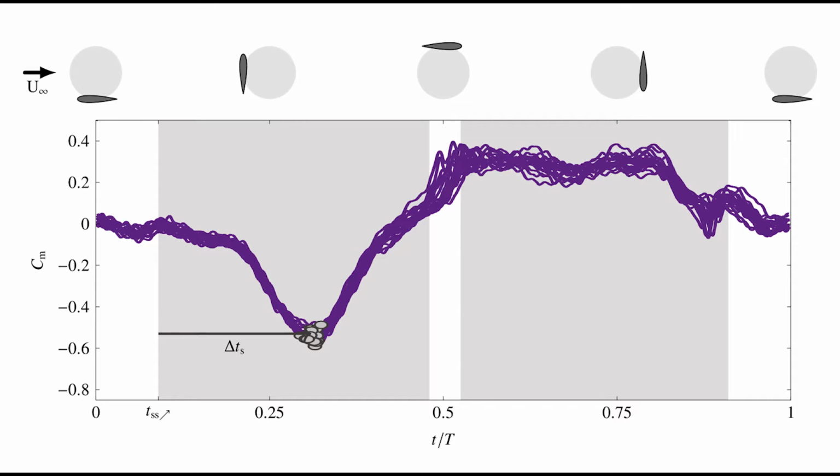The pitching moment does not return to a constant value near 0 until about 0.9 periods. This suggests the flow remains fully separated from the blade from 0.3 to 0.9 periods. The initial state of the shear layer is another important difference between the upwind and downwind halves.